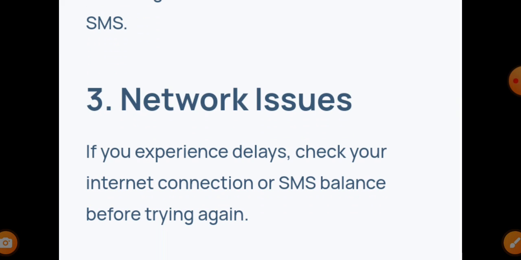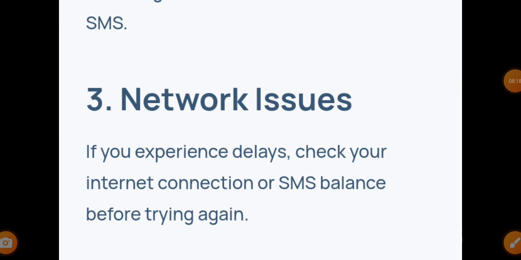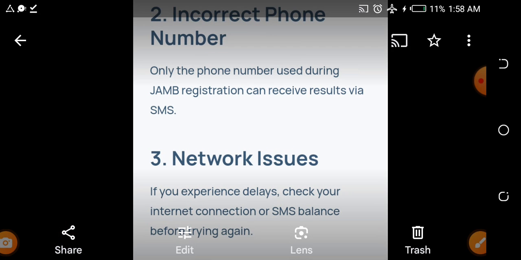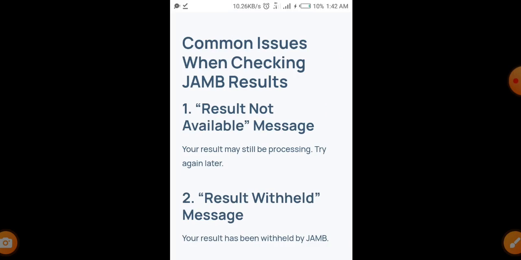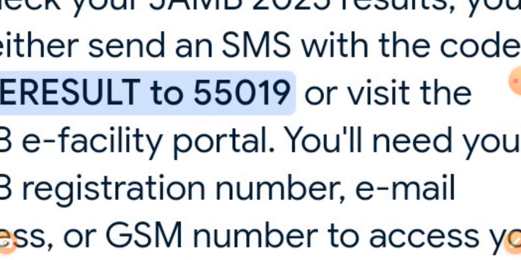Okay, network issues. As you are typing and sending that code, if there is a network issue where you are staying, it may affect whether you see the result or not. So if you experience delay, check your internet connection or SMS balance. It may also be that you typed it multiple times and they deducted 50 naira each time, and the money in your phone has been exhausted, so you just need to check it. Do you understand? These are the common issues you may face with your JAMB, and I've also shown you the code. Let me highlight it for you again.